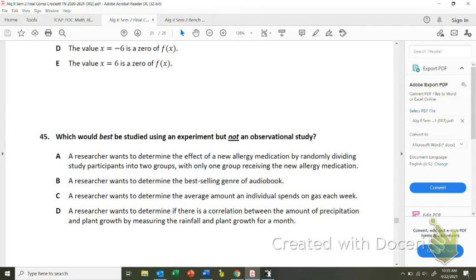All right, 45. These have got to be gimmes. So it says which one is best studied as an experiment and not an observational study. So if you read all of your choices, remember an experiment is something we're actually using. We're trying different things. So the only one that's actually using something is A, and they're using medicine.